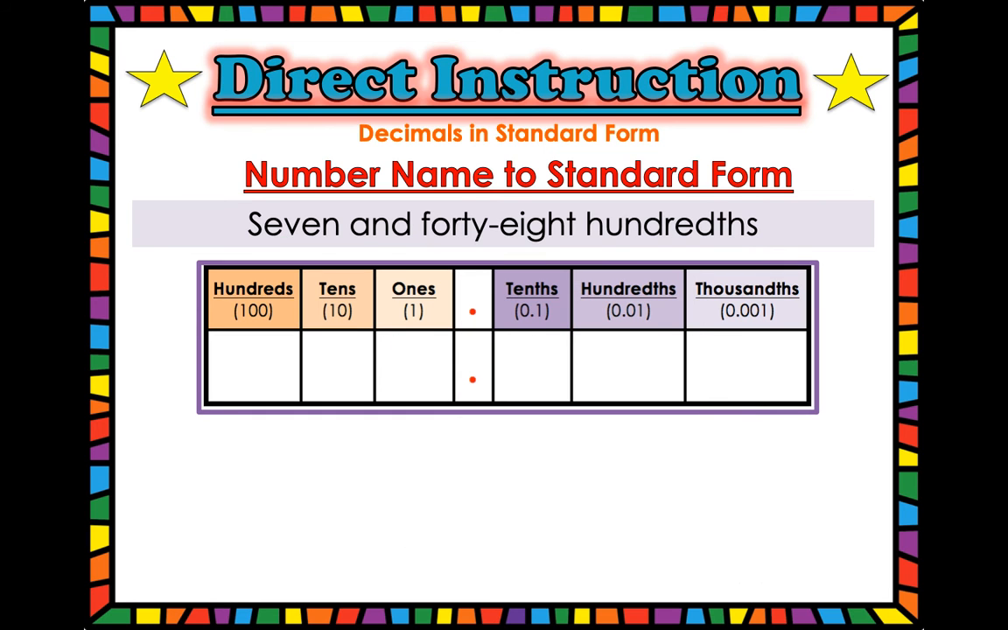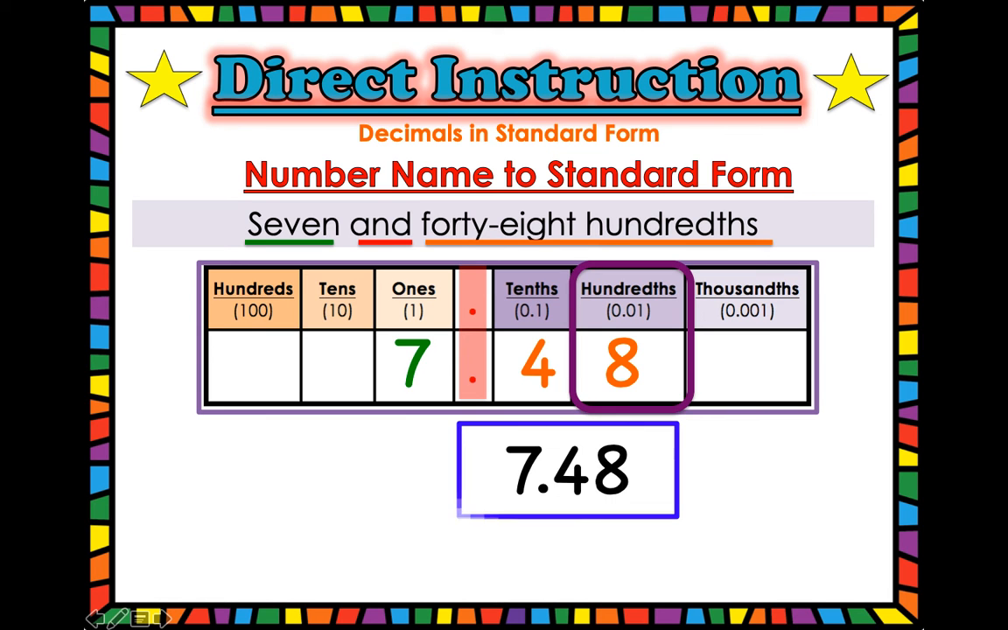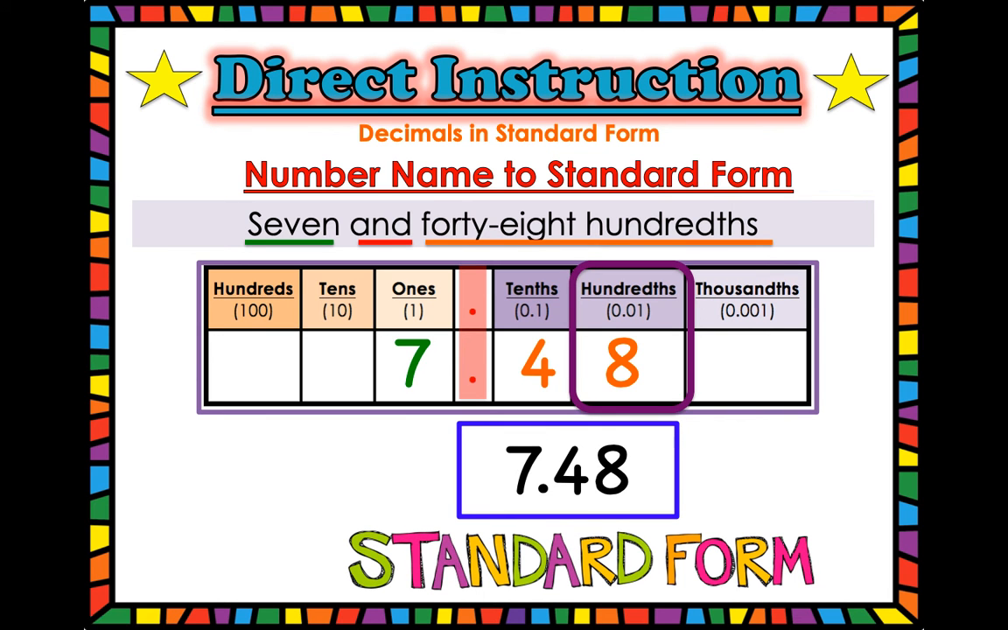Okay, so here we have 7 and 48 hundredths. Same thing. This 7 is going to go in the ones place. Easy peasy. The "and" represents the decimal, and then the 48 is going to go after the decimal. The 8 is going to be in the hundredths place because it tells us right here hundredths. So we have 7 and 48 hundredths, and that is the standard form 7.48.